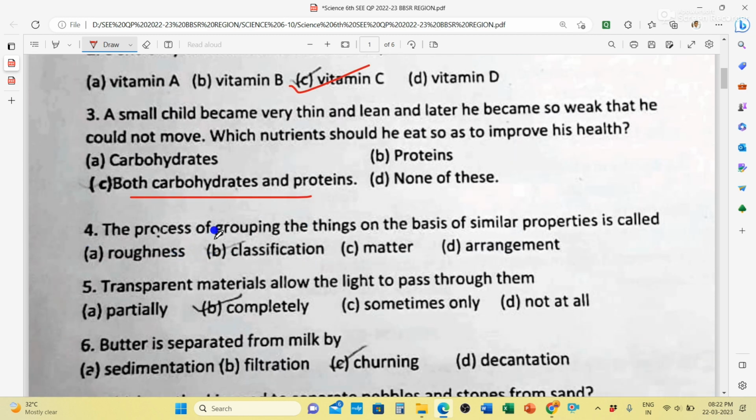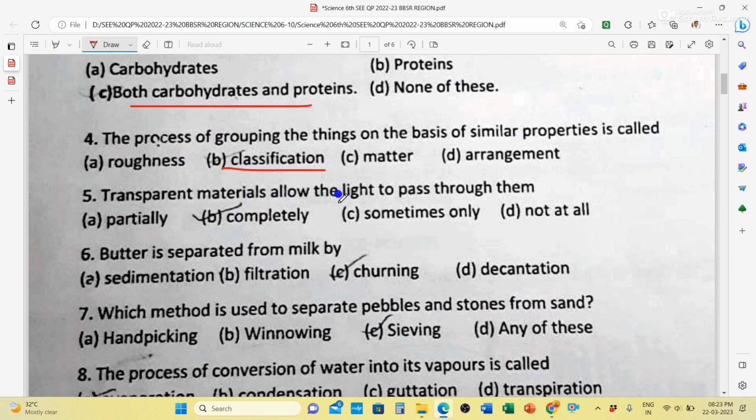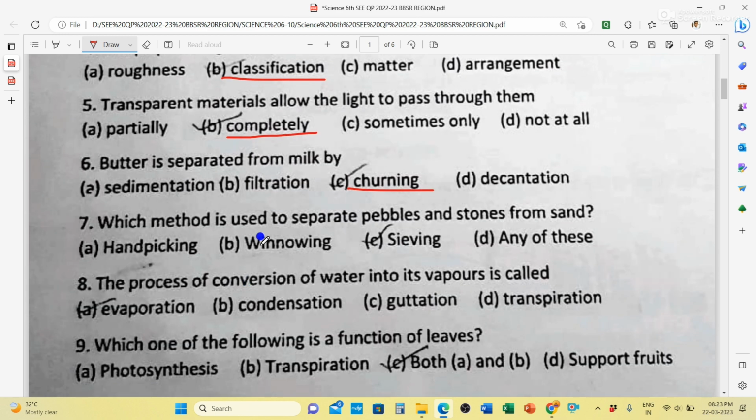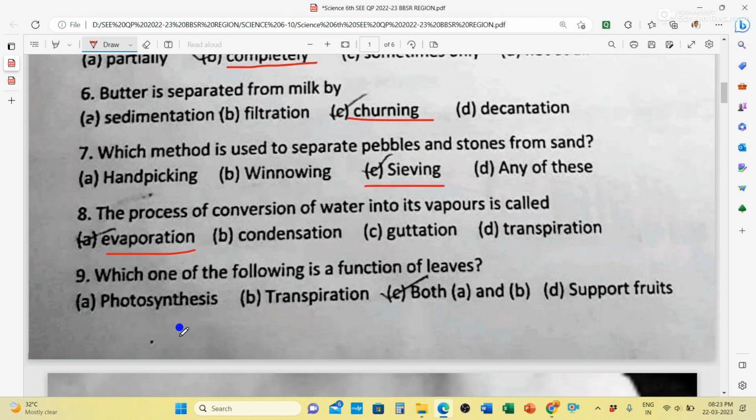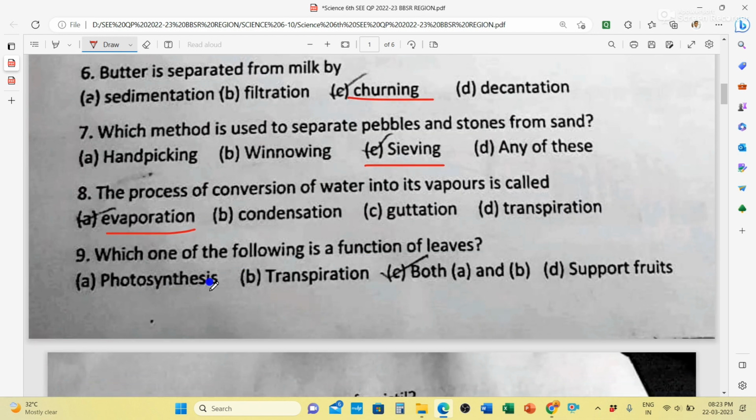Option C. The process of grouping things on the basis of similar properties is called classification. Option B. Transparent materials allow the light to pass through them completely. Option B. Butter is separated from milk by churning. Option C. Which method is used to separate pebbles and stones from sand? Answer is sieving, option C. The process of conversion of water into its vapors is called evaporation. Option A.